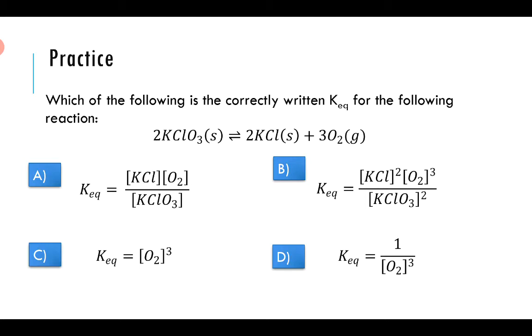Okay, here's a practice problem for you. It says, which of the following is the correctly written KEQ for the following reaction? We have 2 potassium chlorates, which are solid, forming 2 potassium chlorides, which are solid, and 3 O2 gas. Go ahead and pause the video and try to work this out on your own.